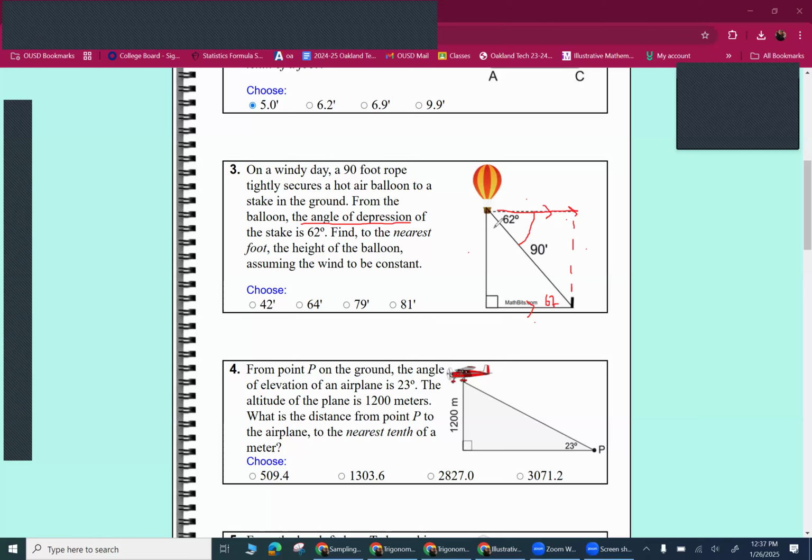And what are we trying to find? This thing is 90 feet, and we're trying to find the height of the balloon. So the height is over here. So relative to the 62, this is going to be my opposite. This is my adjacent. And my hypotenuse, I know, is 90 feet. So we know, let's see, we have the hypotenuse. We're looking for the opposite. We're looking for the height.